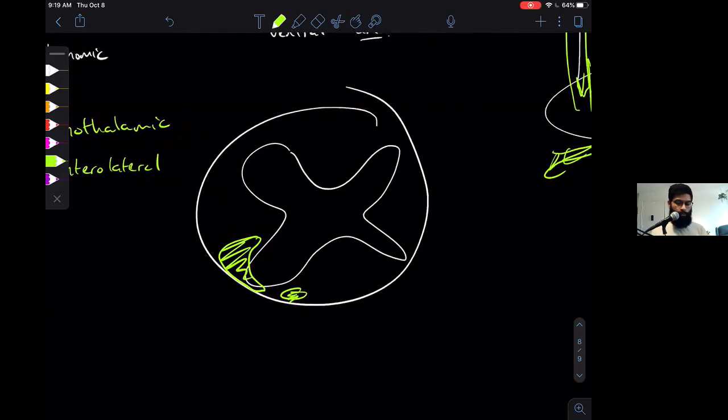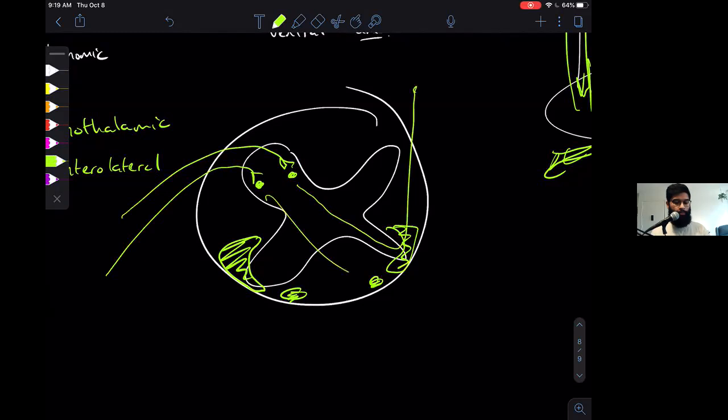So let's draw another one over here. Remember, they're all bilateral. And this information is going to decussate in the segment. And so the information is going to come through here. We're going to get a synapse onto a second nerve, and then that nerve is going to bring that information up all the way to the brain. And then you're going to have a third nerve that synapses in the thalamus, less important.